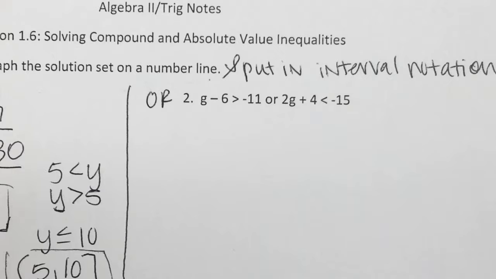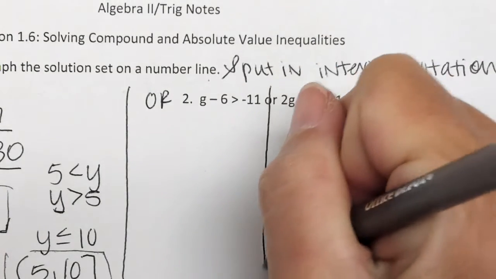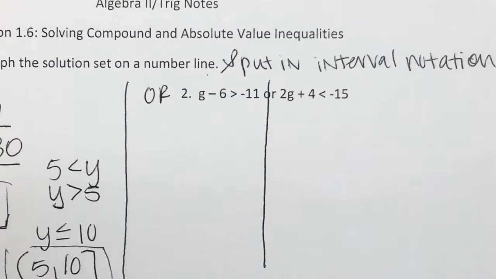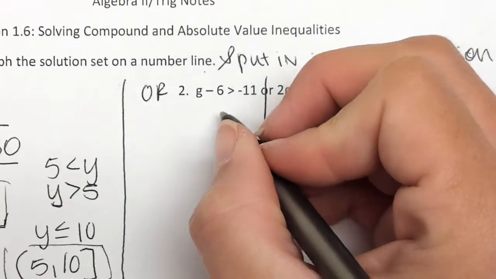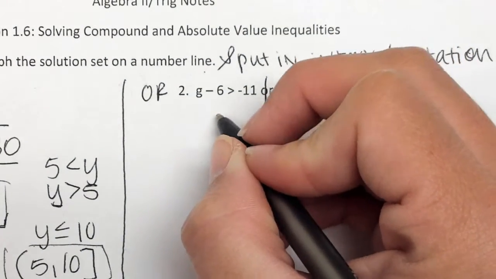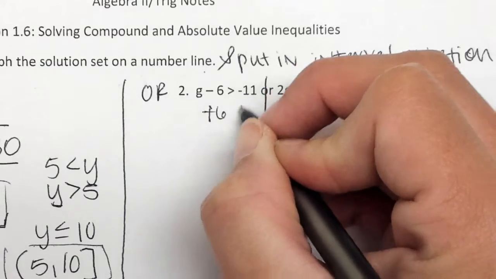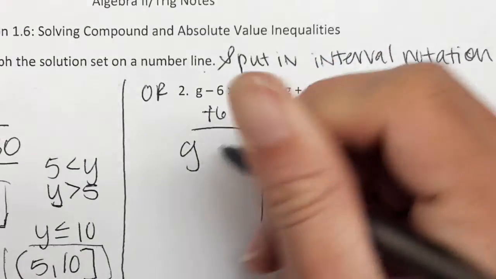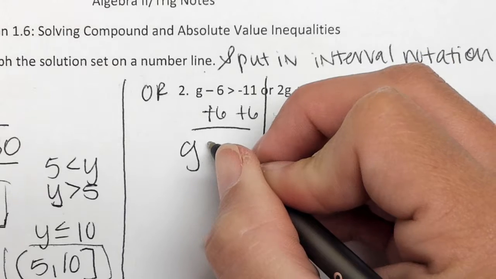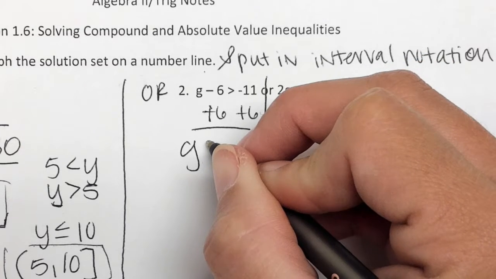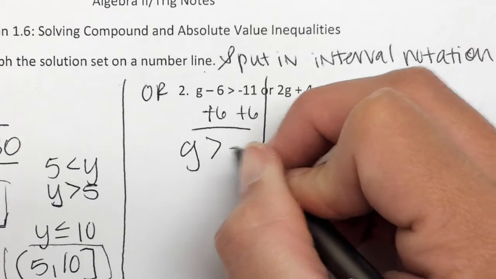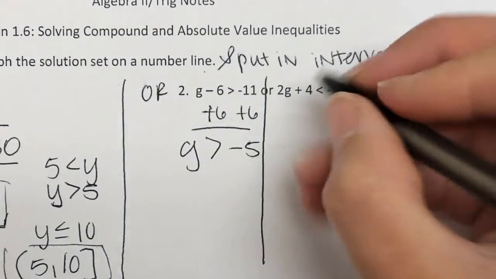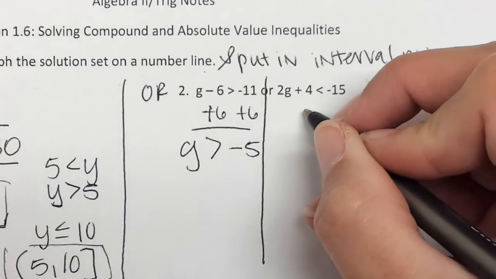Alright, this one is just 2 separate equations. That's how we're going to solve it. Okay, so I'm going to draw a line down the middle. Alright, Miles, on this one, tell me what to do. Good, so I'll get g is what? Greater than -5. Very good. Alright, Chandler, on this one, I need to do what?